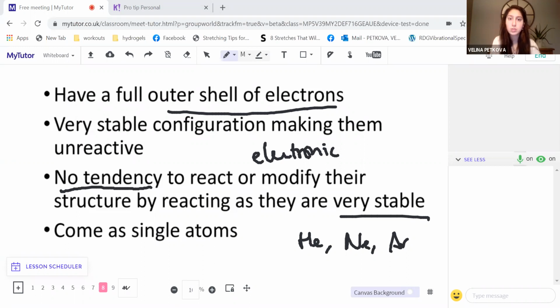How do the amount of electrons affect properties of an atom? The number of electrons tells us how they're going to react. Either they're going to gain electrons to get to a full outer shell, or they're going to lose electrons to get to a full outer shell. So you're always trying to get to a full outer shell. That is always your goal.